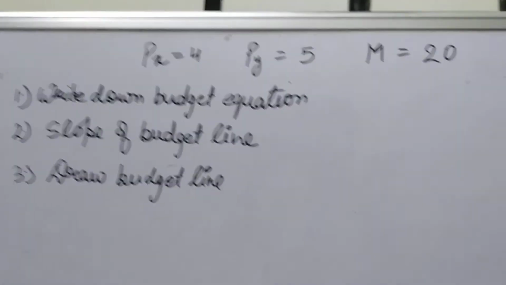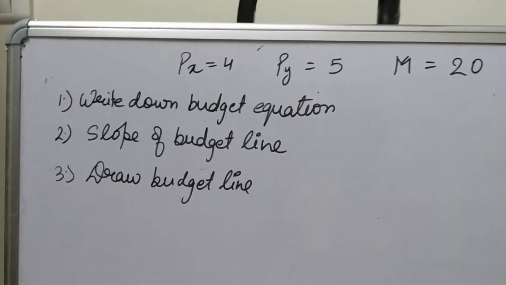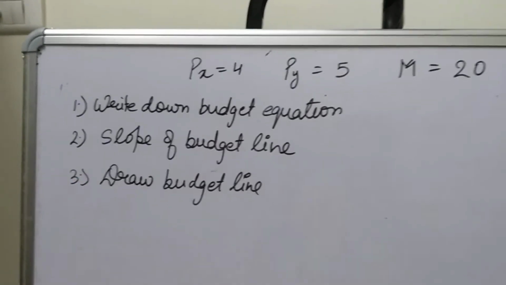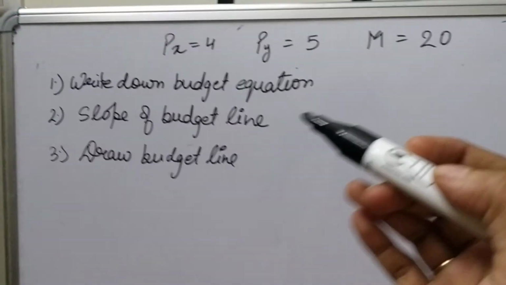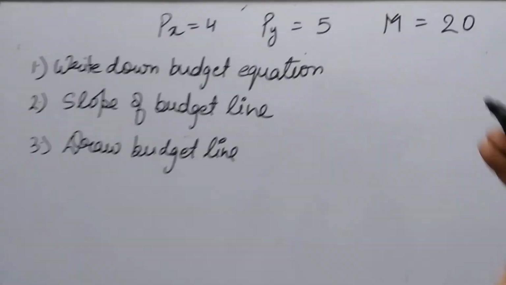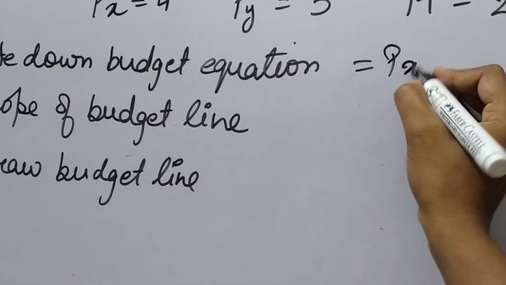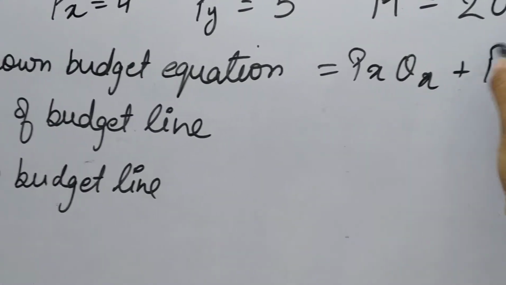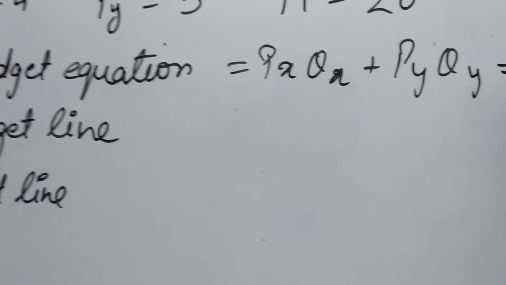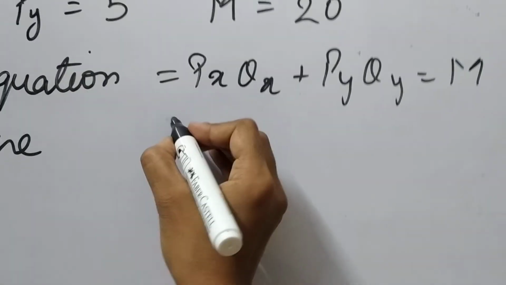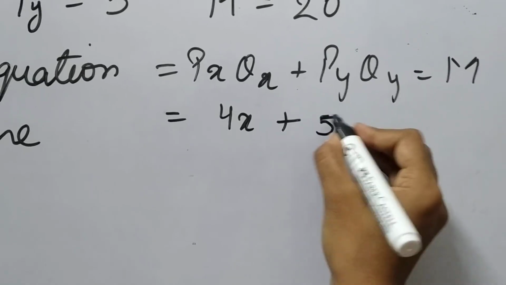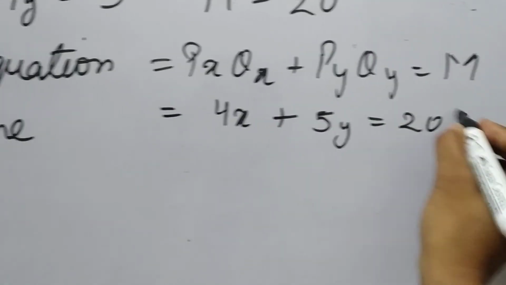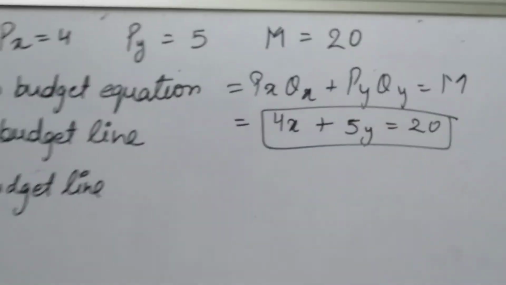Okay, now the next question. Px is ₹4 and Py is ₹5 given in the question, and the money income is 20. Now they are asking first of all, write down the budget equation. So what is our budget equation? Px into Qx plus Py into Qy equals M. This is our equation. Px is 4, quantity not given, 5 Y equals 20. Now this is your budget equation first of all.